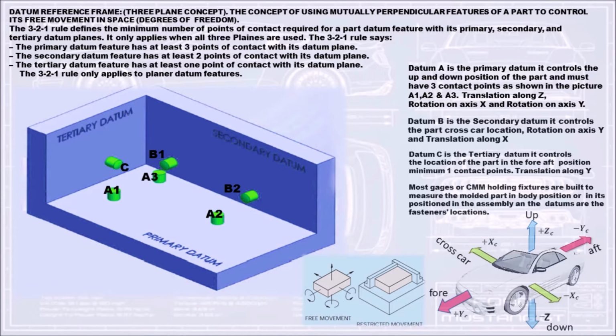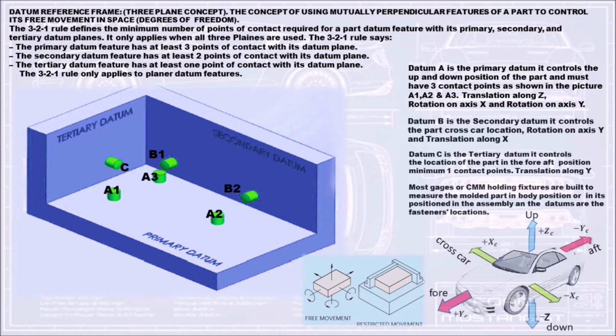Datum A is the primary datum. It controls the up and down position of the part and must have 3 contact points as shown in the picture: A1, A2 and A3. Translation along Z, rotation on axis X and rotation on axis Y.